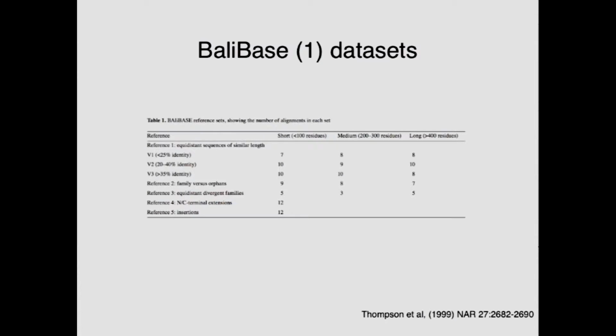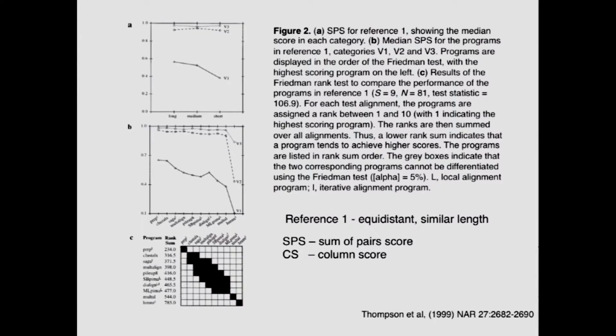Then we have these other reference sets, where sometimes you have a whole bunch of sequences that are more closely related, and then something which is farther. We have things which are different lengths, and some sequence families that are more divergent, and some that have insertions. But we're going to mostly focus on these right here. So remember V1, V2, and V3. V1 is hard, V2 is medium, and V3 is easy. And here we've got long, medium, and short.